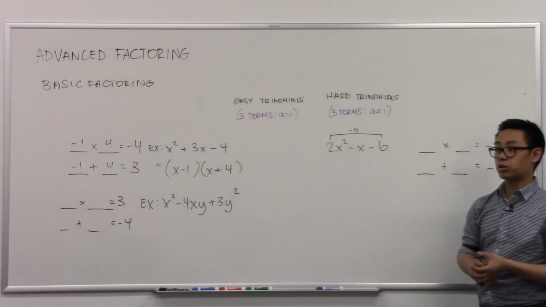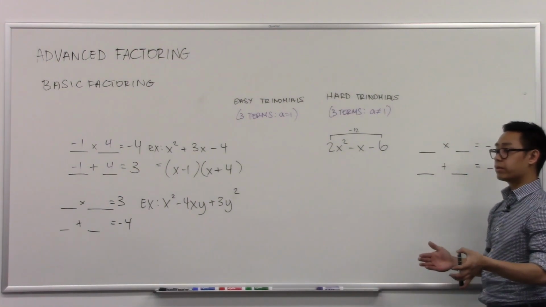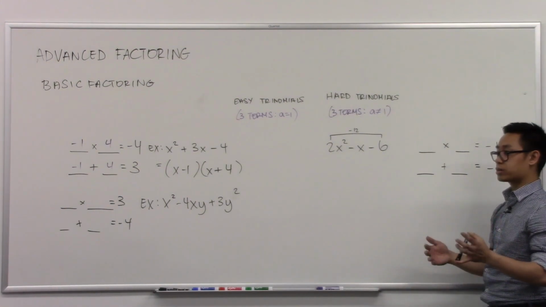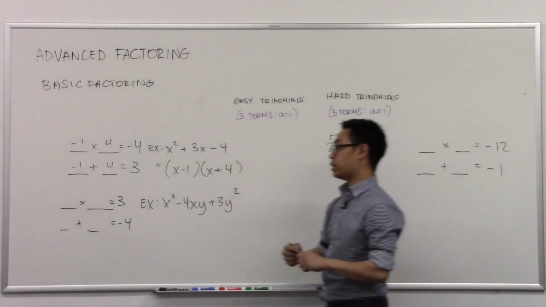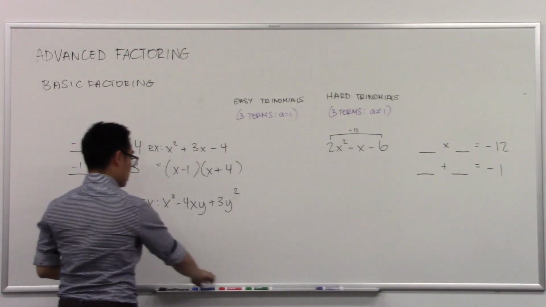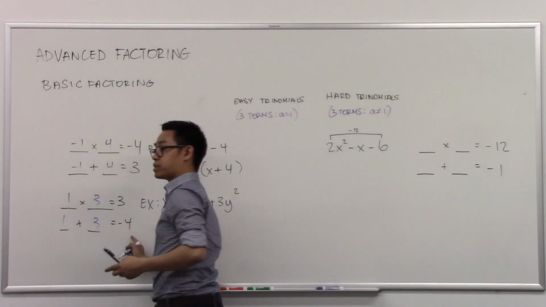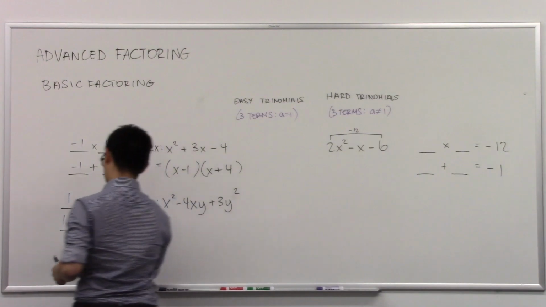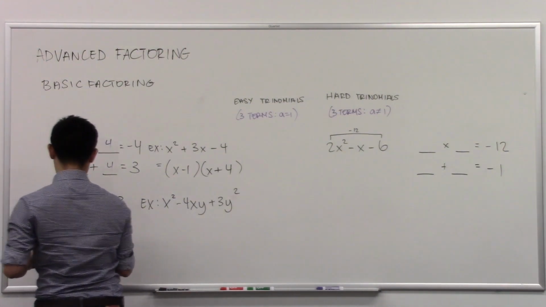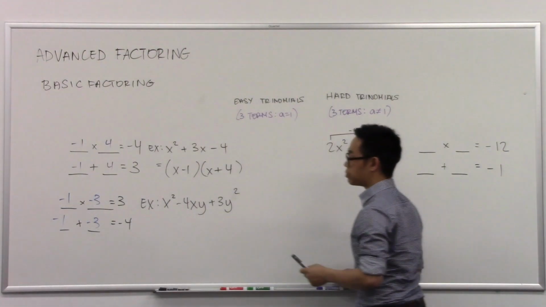Yeah, there's only 2 numbers that multiply to make 3. It's 1 and 3, right? Like 2 doesn't work. So it's obviously got to be 1 and 3. But 1 and 3 cannot be the answer because 1 plus 3 does not make -4. So it's got to be -1 and -3, because when you multiply 2 negatives, it makes a positive.